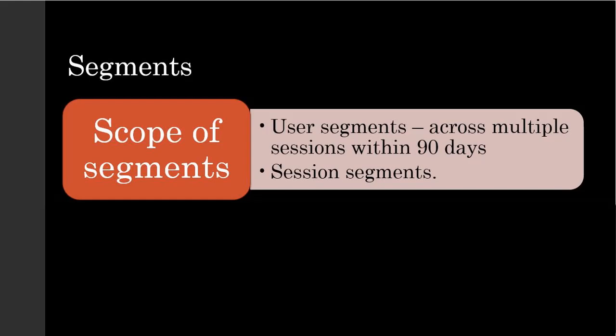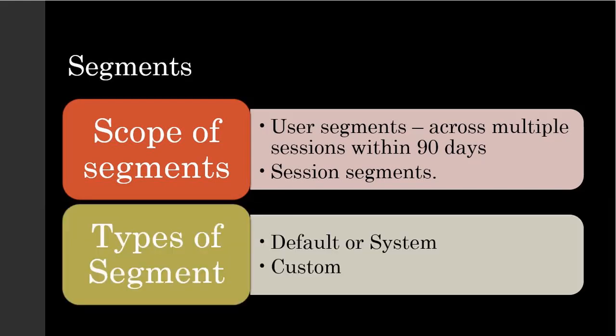User segments track a user's behavior across multiple sessions within a 90 day time frame. Session segments look at a user's behavior within that session. There are two types of segments: default or system segments, which have been created by Google Analytics, and custom segments that you can create on your own.